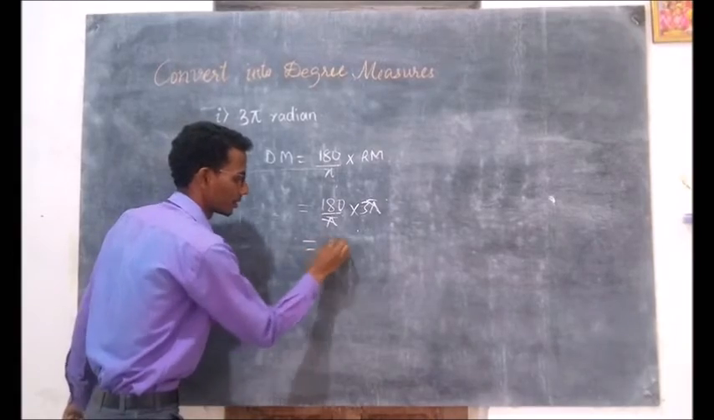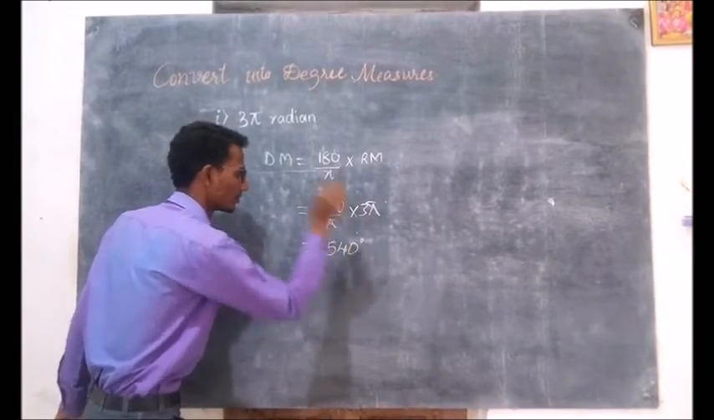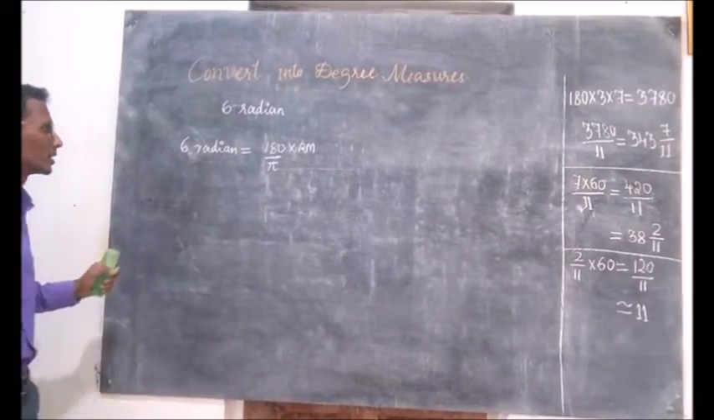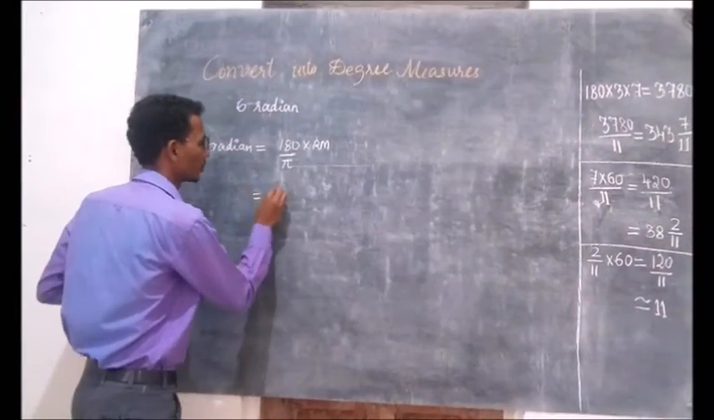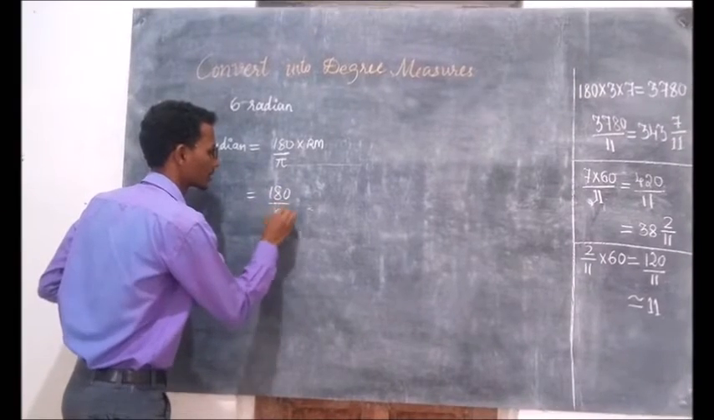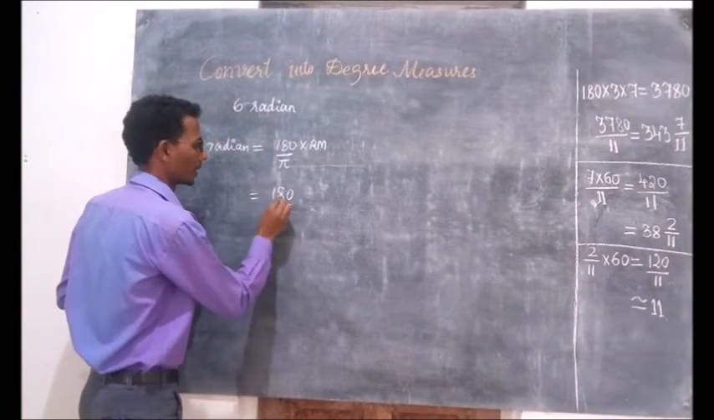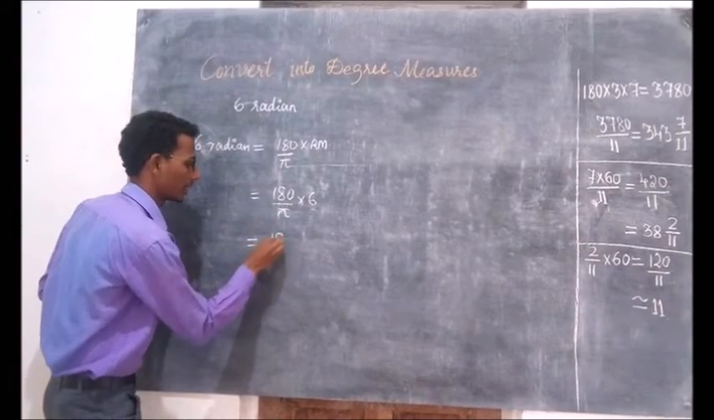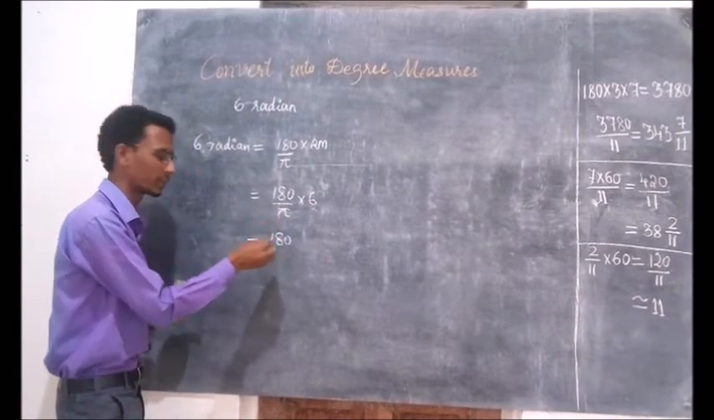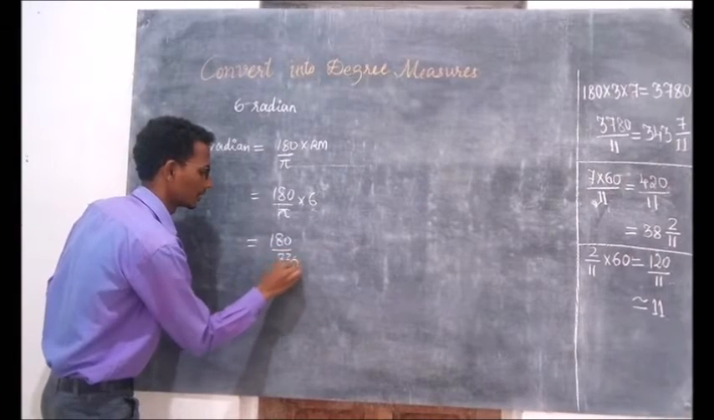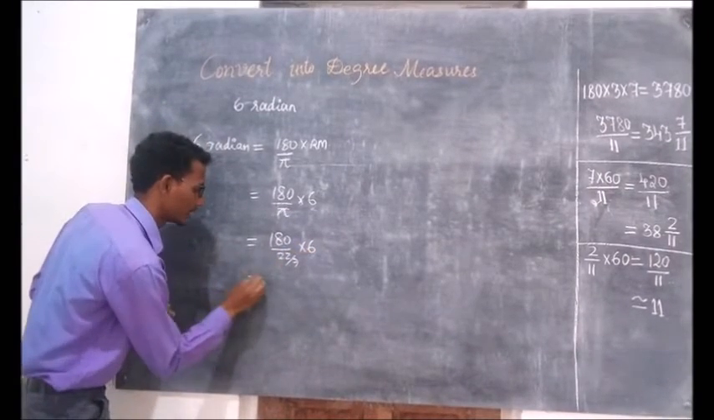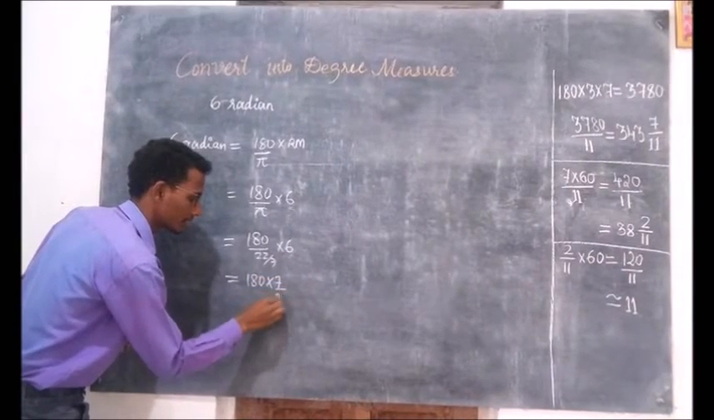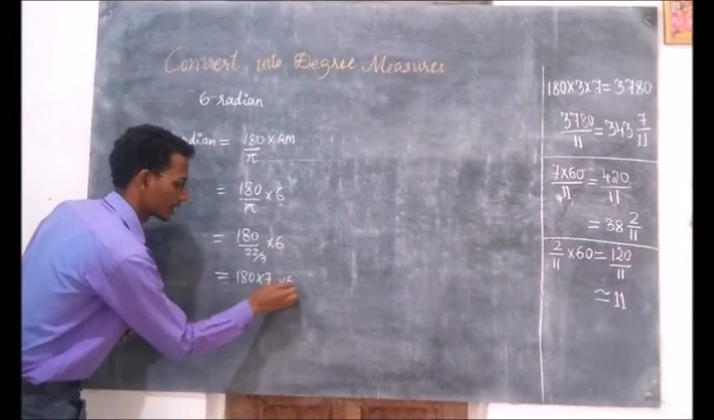540 degrees. When we want to convert the 6 radian into degree measures, 6 radian into 180 by pi gives us the degree measures. 180 by pi into 6. So that is 180 divided by 22 by 7 into 6. That is equal to 180 into 7 by 22 into 6.